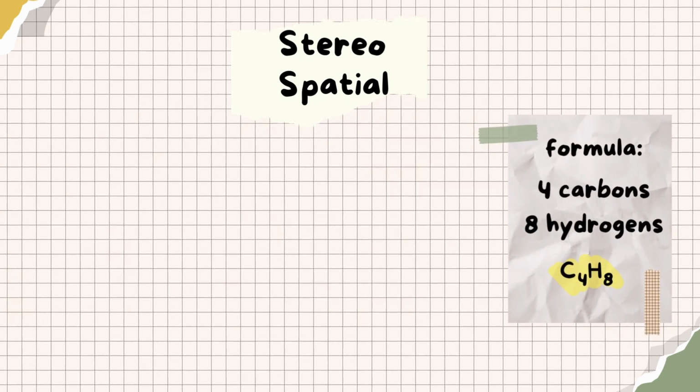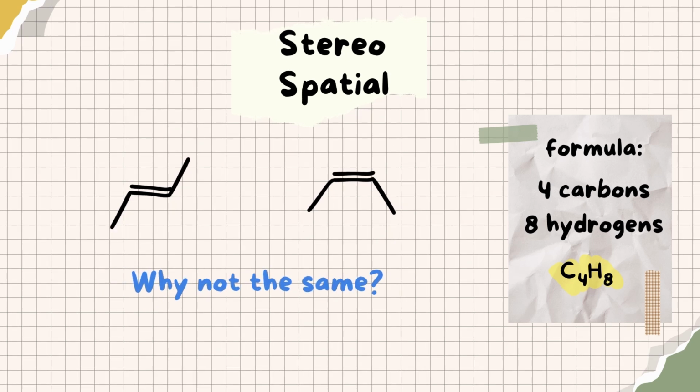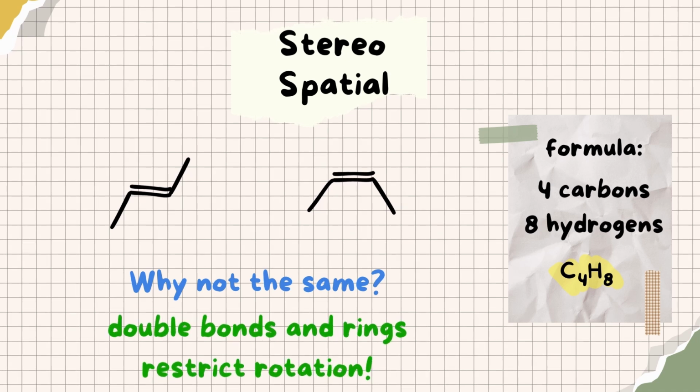So let's try with a real molecule. We've got 4 carbons and 8 hydrogens, so that molecular formula is C4H8. Let me just jump right into it here. Look at these. Both do indeed have 4 carbons and 8 hydrogens. So you've got the same atoms connected in the same order. But why aren't they just considered the same molecule here? It's because of that issue I mentioned with restricted movement. Double bonds and rings can't just rotate things into place, so spatially they are not the same.